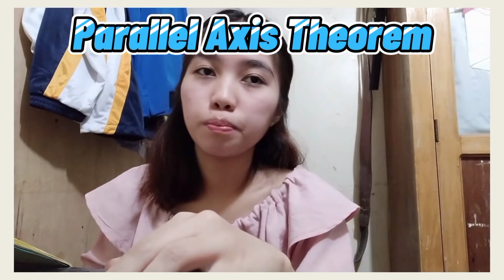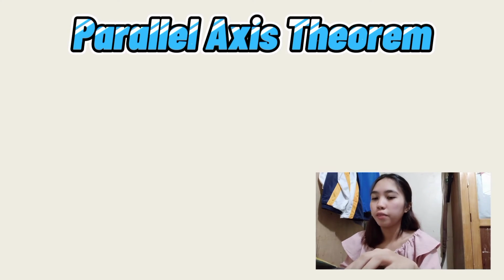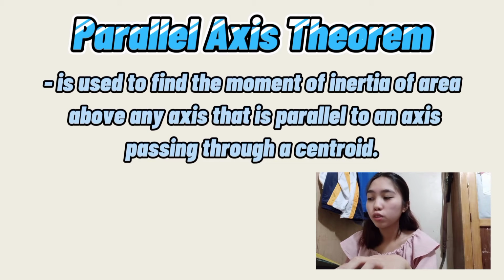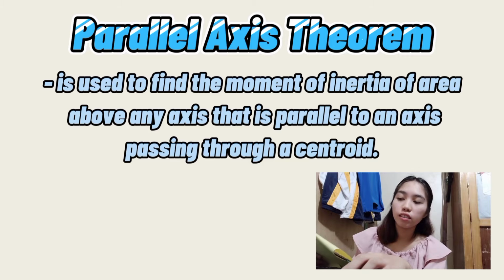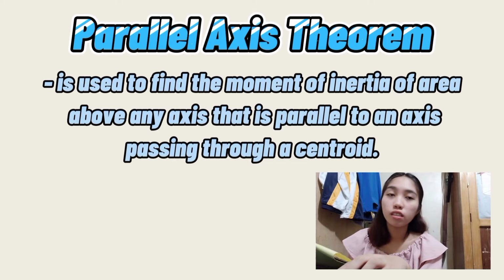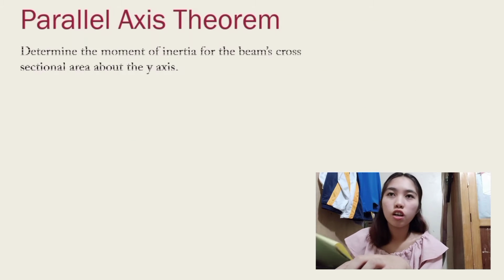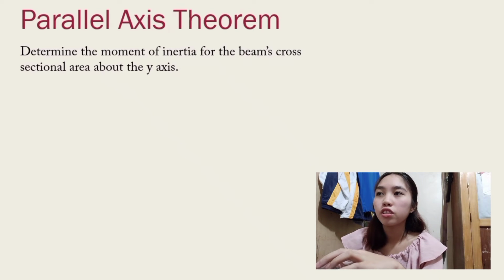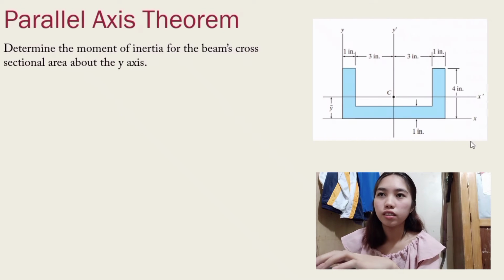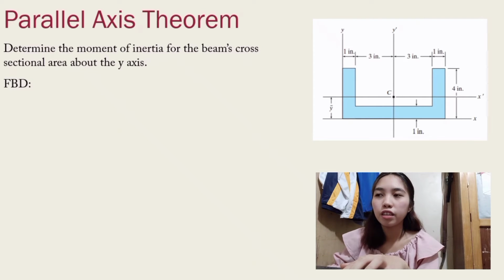So let's now proceed to the next topic, which is the parallel axis theorem. The parallel axis theorem is used to find the moment of inertia of an area about any axis that is parallel to an axis passing through a centroid. So the example is: determine the moment of inertia for the beam's cross-sectional area about the y-axis. So this is the figure that we are going to base the FBD on here.